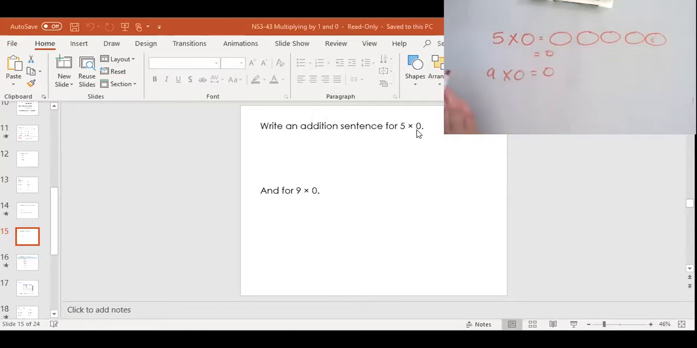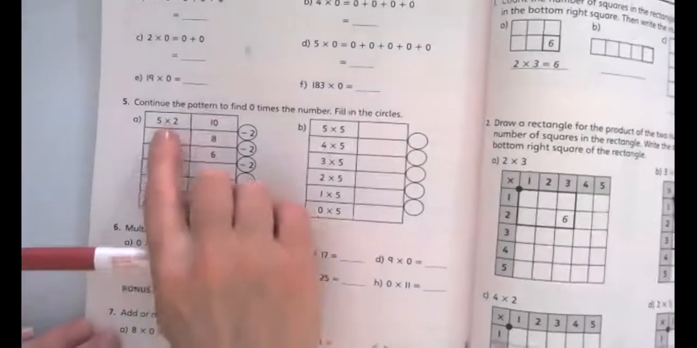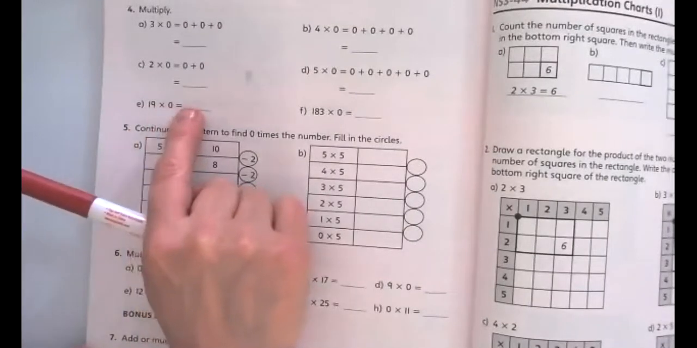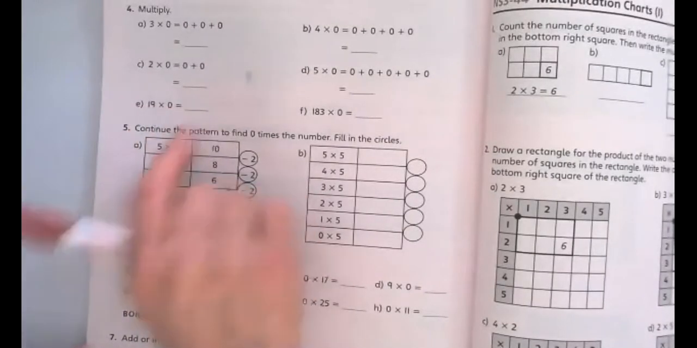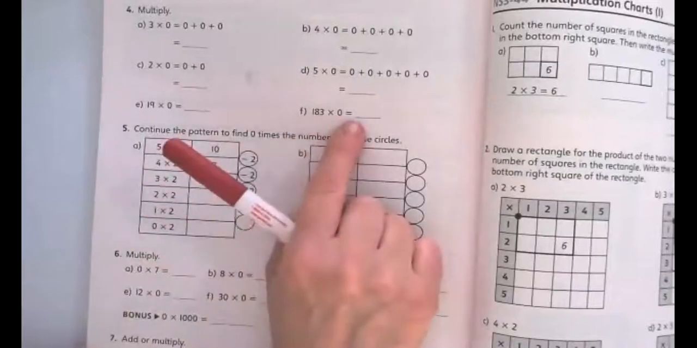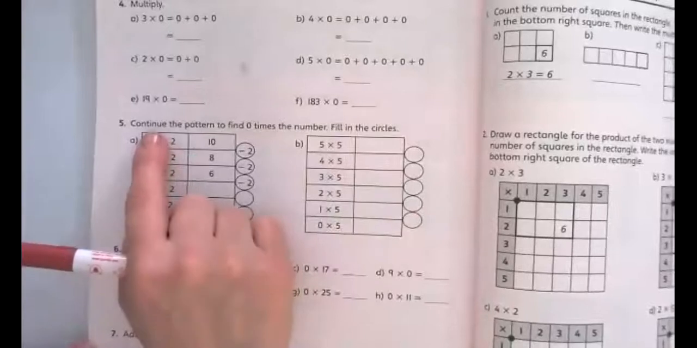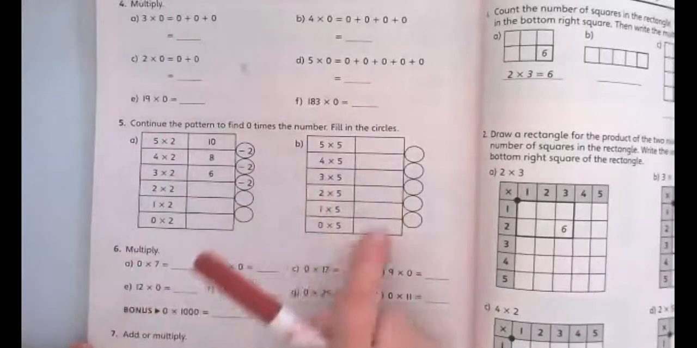In the book, they're going to ask you to do a few things just to show how to get to 0. It's just good practice for your multiplication. So up here, we have multiplying by 0, 19 groups of 0. You know what it is. 183 groups of 0. You know what it is. Then they have this little chart here.